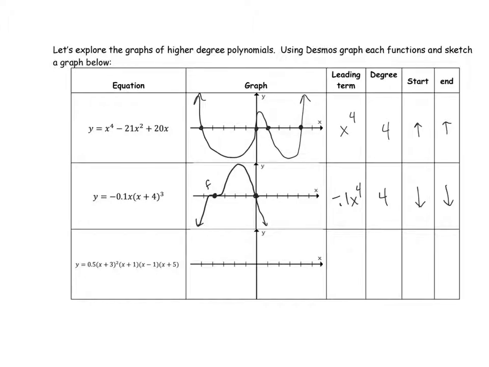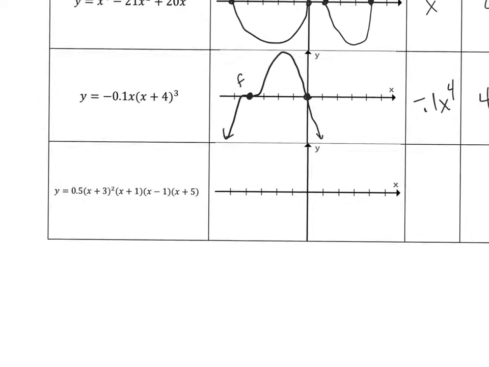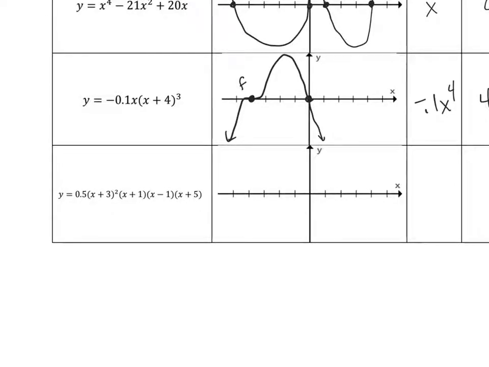Okay, let's zoom in a little bit on this next one. So we've got an end direction that's up because a is just 0.5. We have a bouncing root at -3 because of that factor, so I'm going to put a b by that. We have a crossing root at -1 because of the x plus 1 factor. We also have a crossing root at +1 because of the x minus 1 factor. And then we have a root at -5 because of that x plus 5.